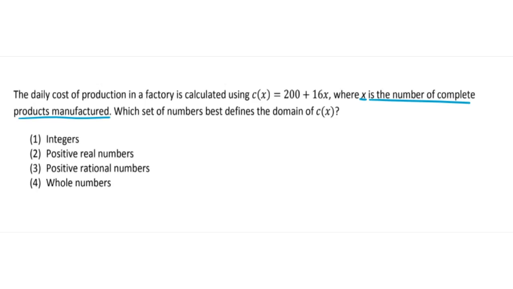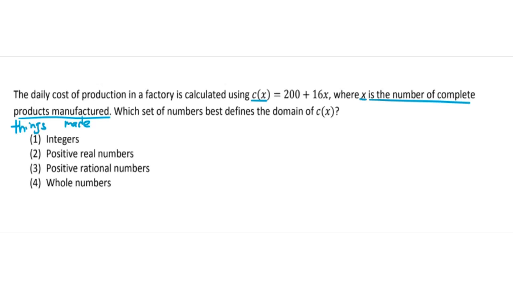Sounds fancy. We're talking about products. We're just talking about things. And manufactured just means made. So, things made, right? So we're just making things in a factory. And this is how many complete items are made. And then the C of x represents the cost.